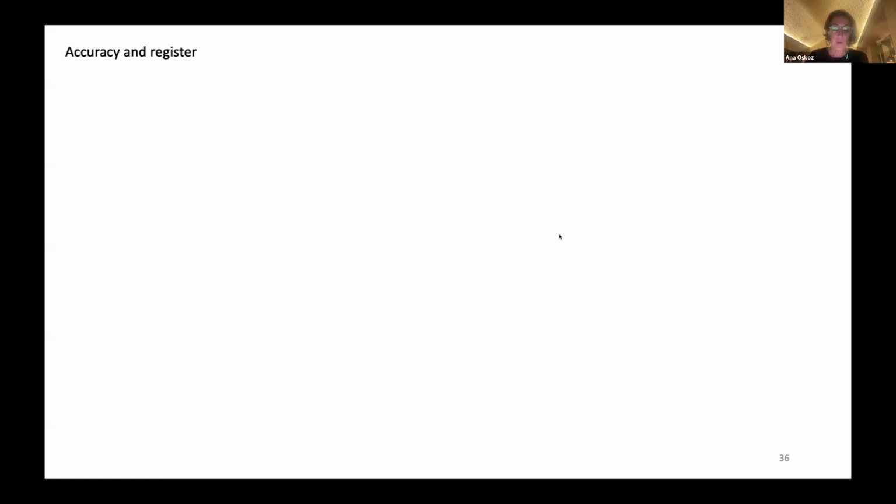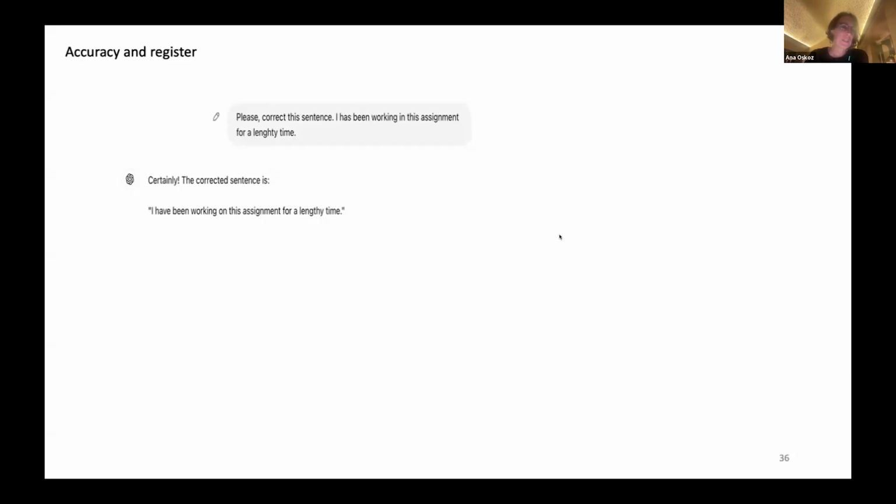So in this example, we are going to ask ChatGPT how to correct the sentence, "I have been working in this assignment for a lengthy time." And ChatGPT is super excited about helping us and says, "Certainly, the correct sentence is, I have been working on this assignment for a lengthy time." However, this is a very, very easy way to fix a problem without really learning. So we need to ask better questions when we want to get feedback.